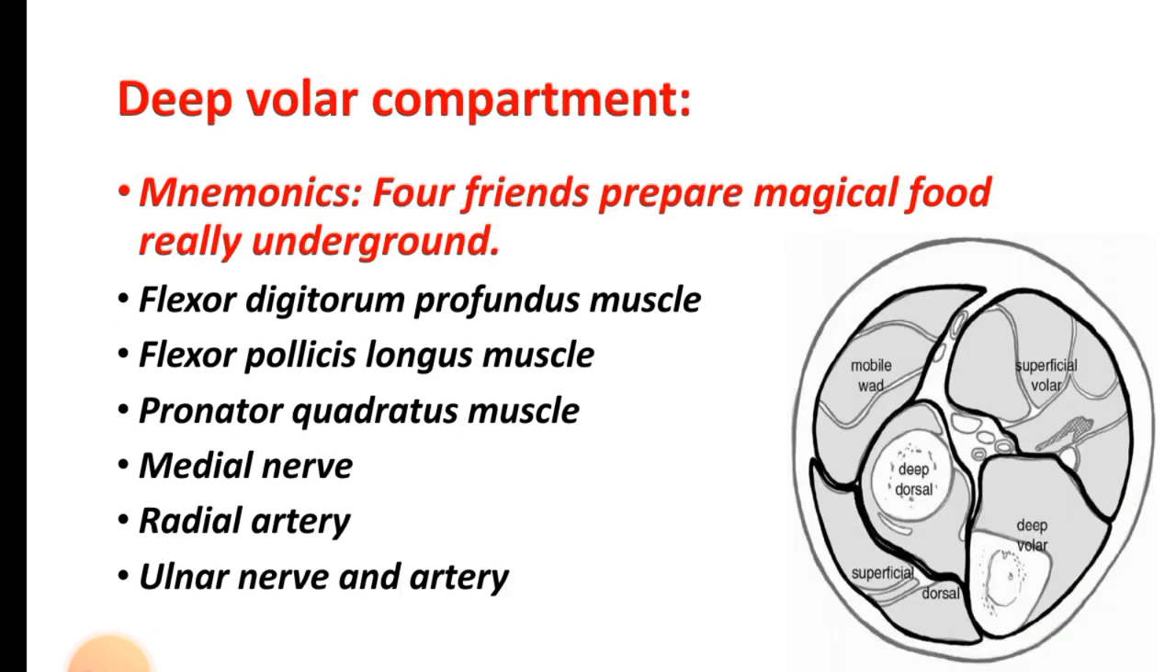Let's talk about the deep volar compartment muscles. Mnemonic for deep volar compartment muscle: 4 friends prepare magical food really underground. Flexor digitorum profundus muscle, flexor pollicis longus muscle, pronator quadratus muscle, median nerve, radial nerve, ulnar nerve, and ulnar artery are also included in deep volar compartment of forearm.